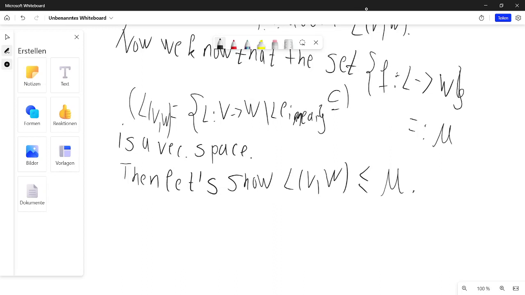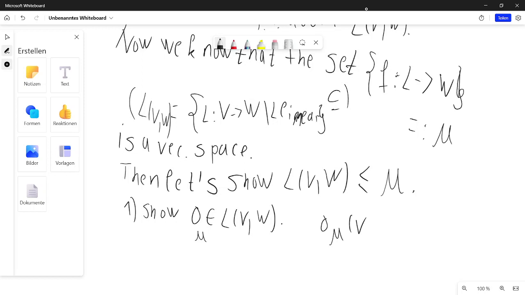Well, first show 0 in M, actually. Let me write it down. So basically that says 0 is a linear map. Well, you can guess that, given the special properties of 0 and neutrality, that will be the case. But let's check it quickly.